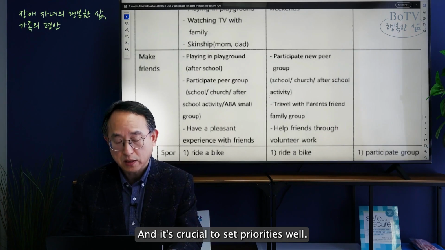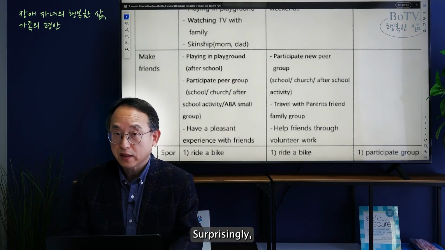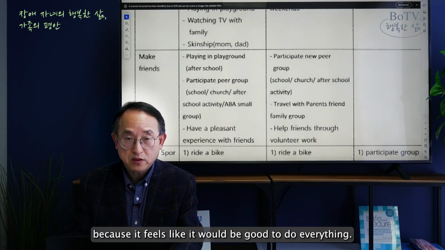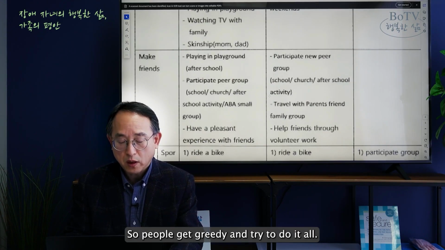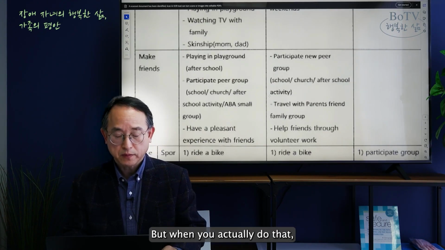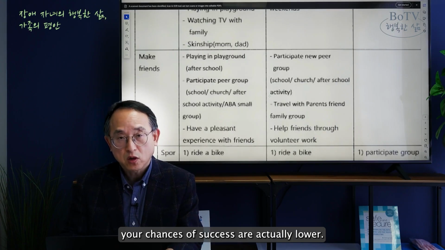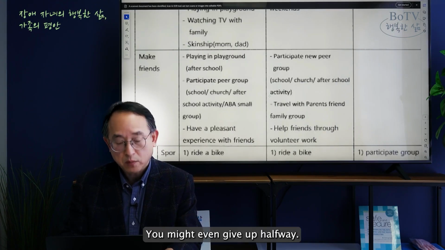And it's crucial to set priorities well. Surprisingly, subtracting is not easy, because it feels like it would be good to do everything. So people get greedy and try to do it all. But when you actually do that, your chances of success are actually lower. You might even give up halfway.